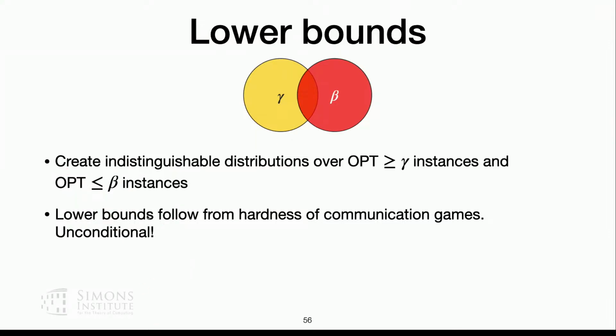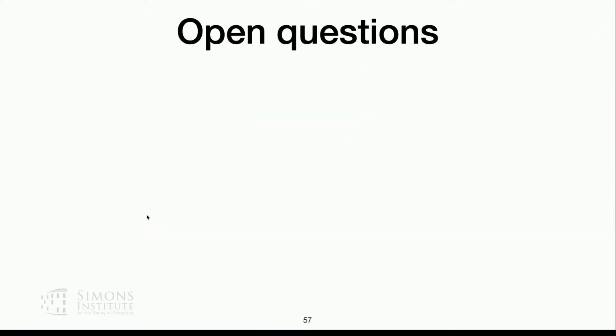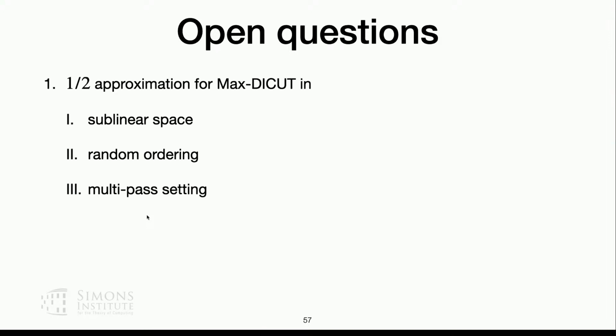Again, lower bounds follow from hardness of communication games. And the nice thing about these lower bounds in streaming is that they're unconditional because they follow from information theoretic hardness. Okay, so that sort of concludes my talk and some open questions.